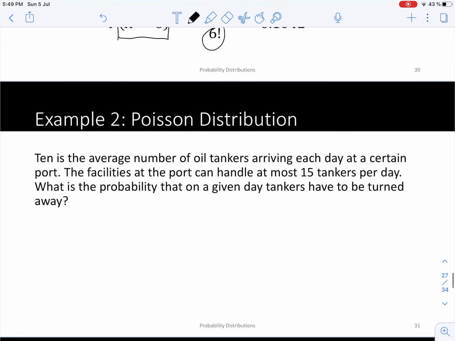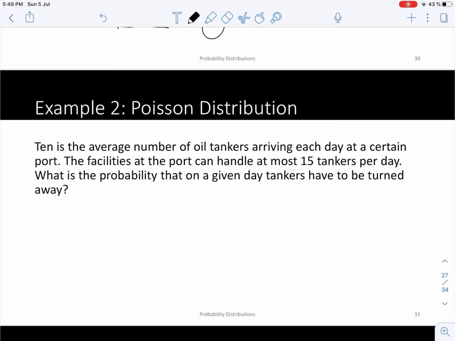Alright, let's explore a second example. It says 10 is the average number of oil tankers arriving each day at a certain port. The facilities at the port can handle at most 15 tankers per day. What's the probability that on a given day, tankers have to be turned away? So the first thing that you need to define is the random variable here. The random variable is the number of tankers per day arriving at the port.